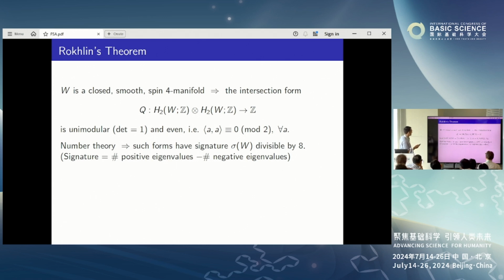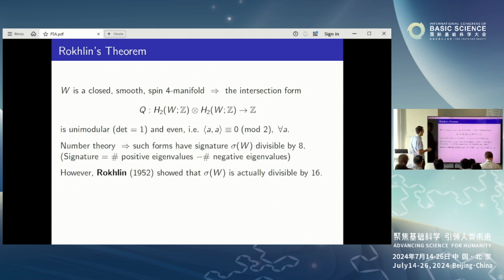Okay, so the second homology has the intersection form, and being spin implies that this is even. Okay, so you can consider its signature, the number of positive minus the number of negative eigenvalues, and you can show using number theory that it's divisible by 8 because it is even. So this is a form over Z. It's a bilinear form on an abelian group over Z. But what comes out of topology, and this is Rokhlin's theorem, is that the signature is divisible by 16, not just by 8.